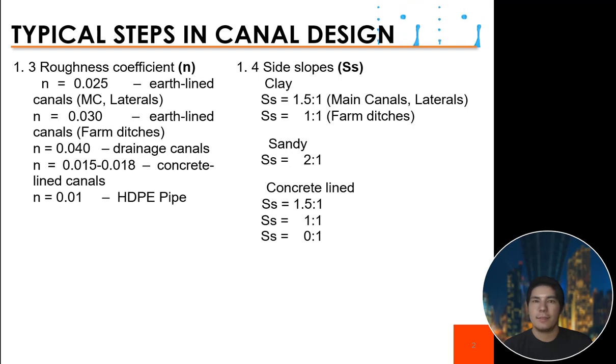So, fourth variable is the side slope. So, pag clay yung soil, yung ginagamit natin for main canals and laterals is 1.5 is to 1 for side slope, and for farm ditches, 1 is to 1. And for sandy soil, we use side slope na 2 is to 1. And for concrete line canal, we use the following side slope. We have 1.5 is to 1, 1 is to 1, and 0 is to 1.